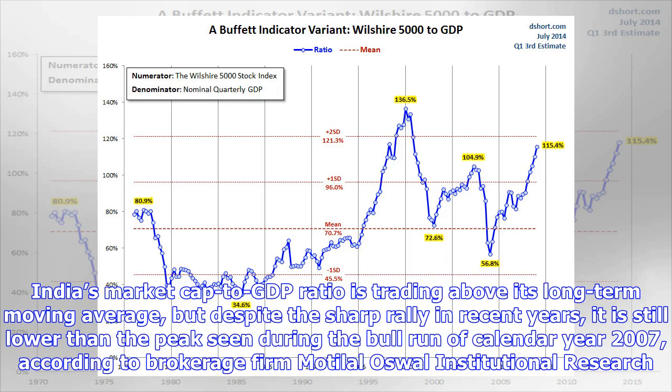India's market cap to GDP ratio is trading above its long-term moving average, but despite the sharp rally in recent years, it is still lower than the peak seen during the bull run of calendar year 2007, according to brokerage firm Motilal Oswal Institutional Research.